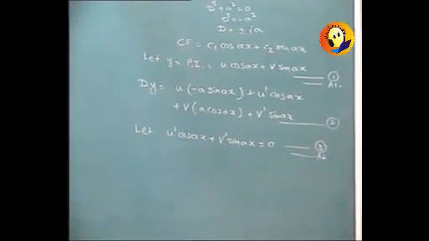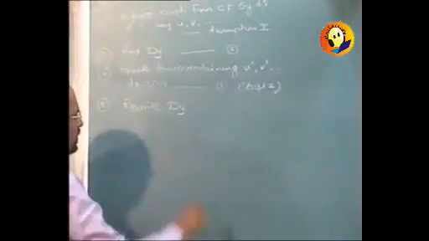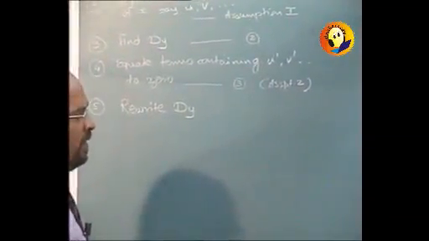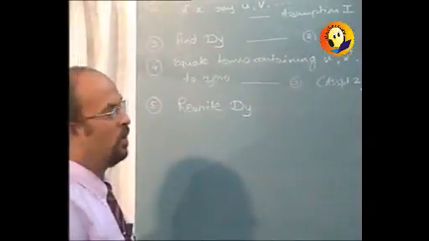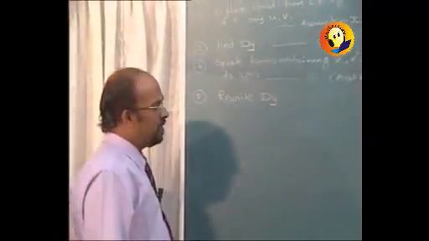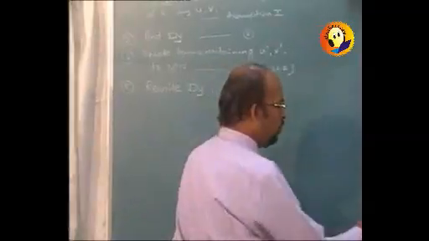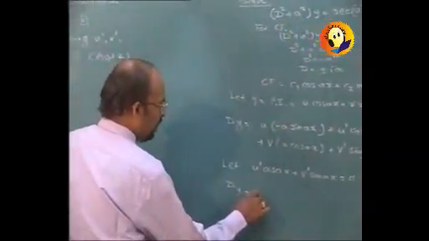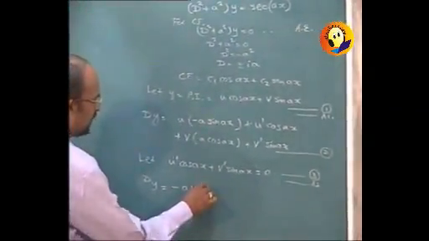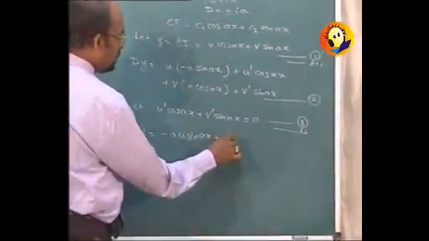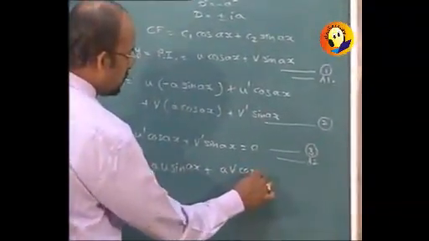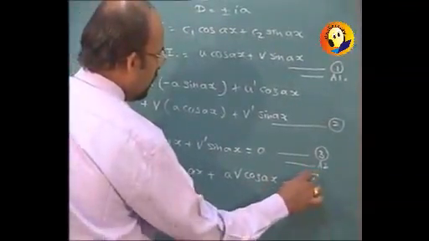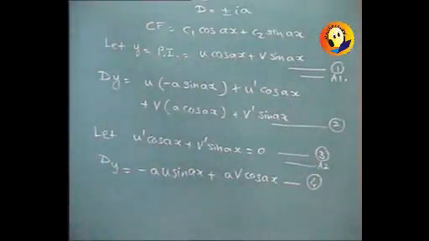Next step, of course, is to rewrite dy. That is, excluding these terms, we should be writing equation 2 again. Step says that rewrite dy. So now dy will be minus au sin ax plus av cos ax, which is our equation number 4. It is the procedure which is to be followed for solving the problem.